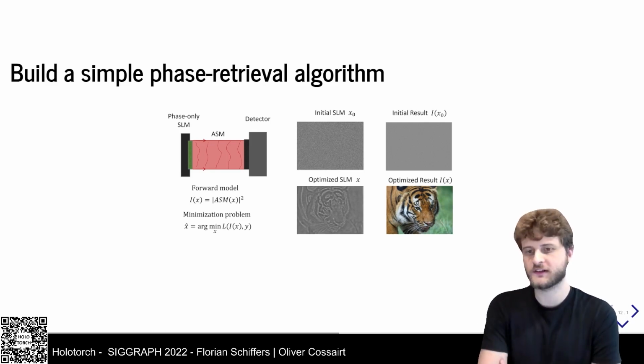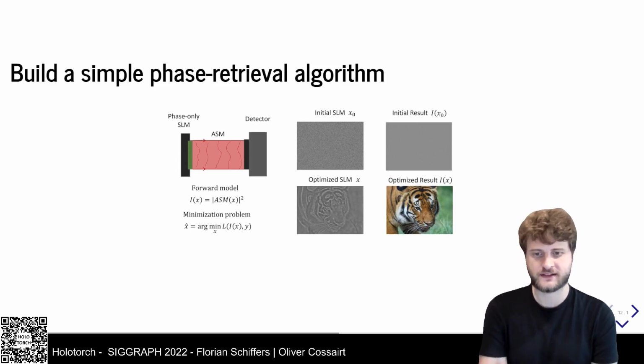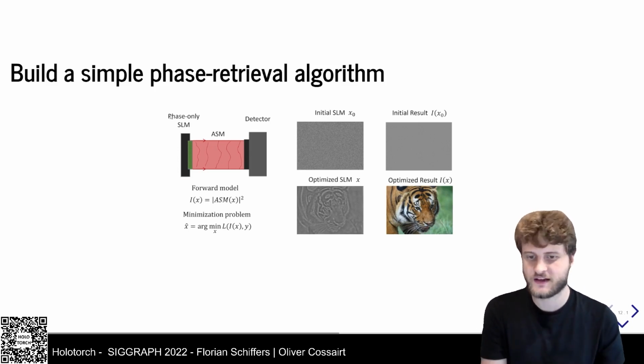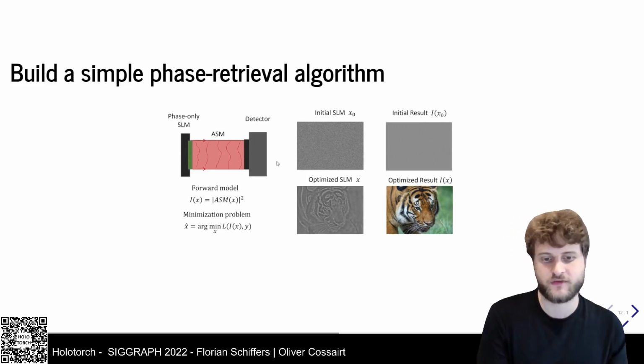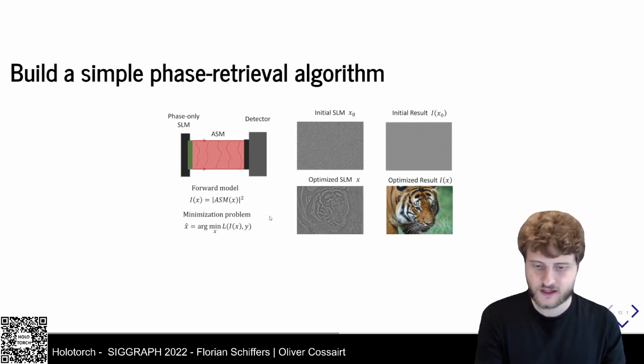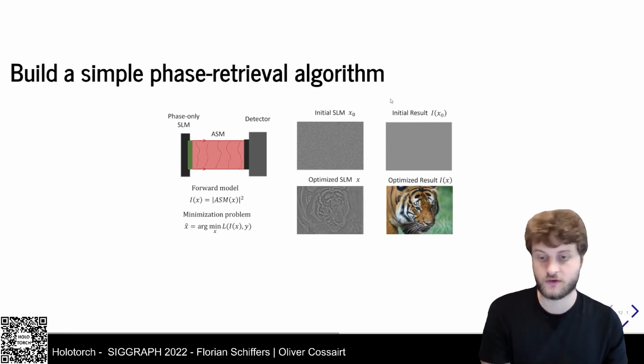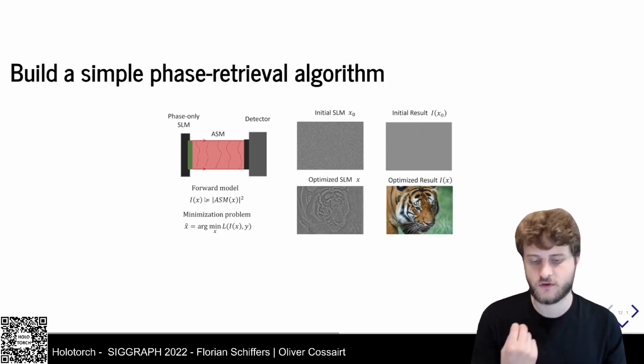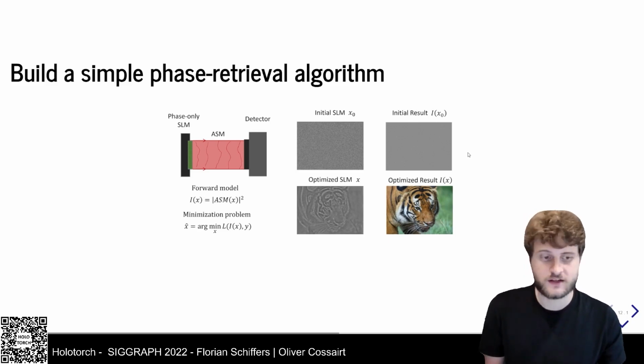Next thing, we want to build a simple phase retrieval algorithm. So basically, the problem here is that we have a phase-only SLM, and then we have some near-field propagation modeled by an ASM, or angular spectrum method, kernel, and then we have a detector which detects the intensity from the electric field by the square operation. So the problem here is that we have no idea what the SLM should look like, basically a random field, and the forward operator would give out a random field too.